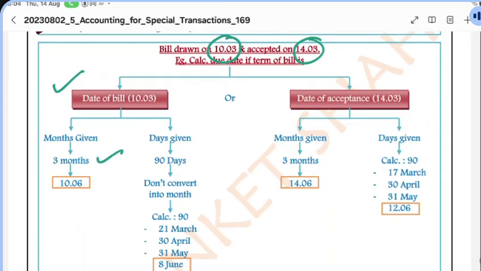ಏನ್ ಹೇಳಿರ್ತಾನ್ರಿ, 3 months bill. Very simple. 10th March, first 10th April, 10th May, 10th June. So this will be the due date. ಇದಕ್ಕೆ ಮತ್ತೆ plus 3 days ಮಾಡಿದ್ರೆ ಅದೇನಾಗ್ತದ್ರಿ, maturity date. Clear ಅದರಿ? If it is given in days, instead of 3 months, he has given how much? So question, you don't convert that into month. Agree with it?